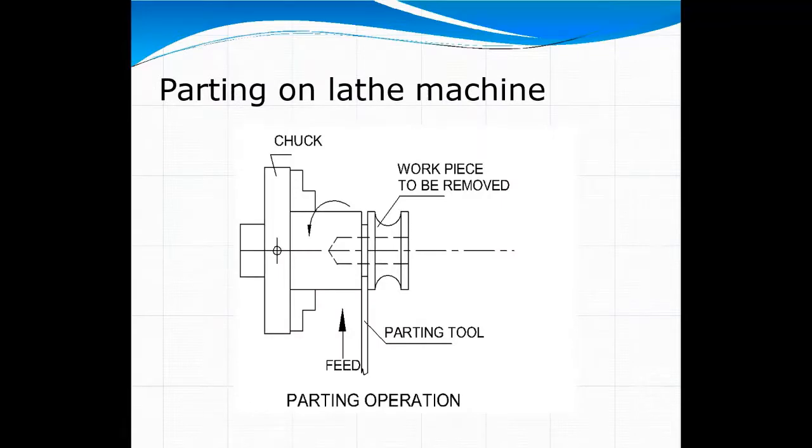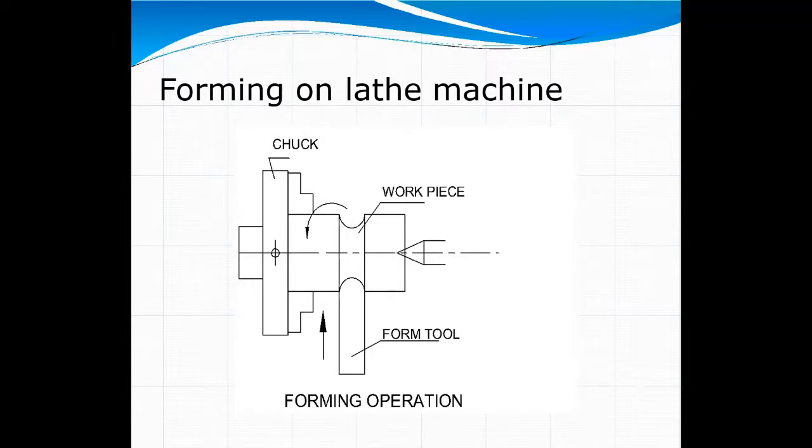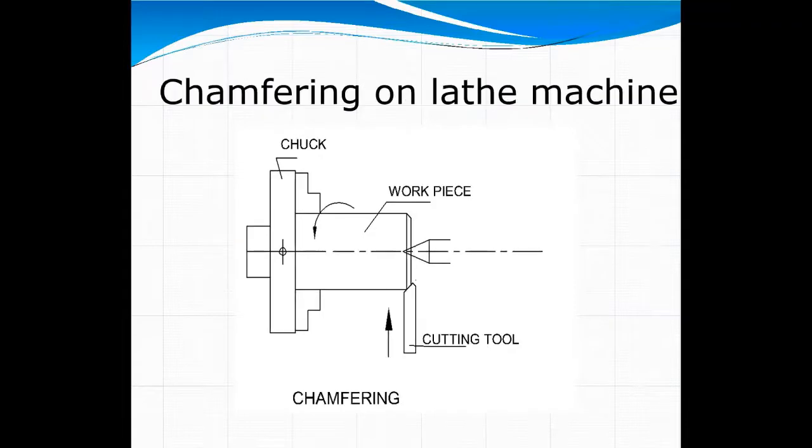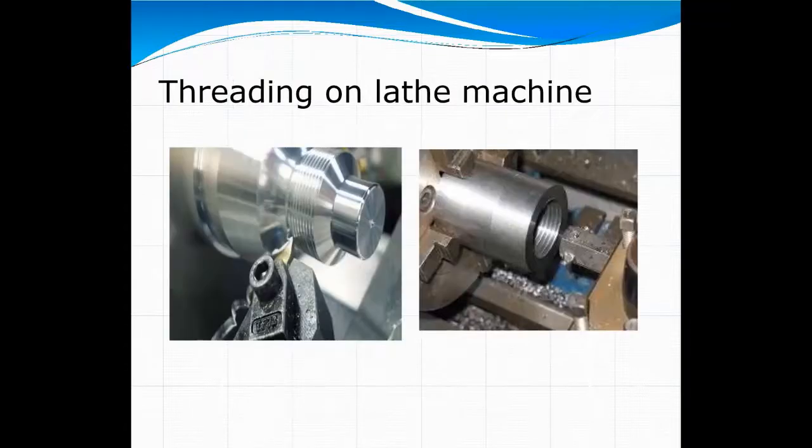So grooving and parting. So grooving is the step in between the two dias. Parting on the lathe machine. So for that we can make use of the parting tool. Grooving also we can make use of a single tool or grooved tools. Forming operation. So as per our requirement of the shape of the grooving, we can make use of the tool. Chamfering on lathe machine. So chamfering tool is also used to produce the job. Threading also can be done in the lathe with the help of the threading tool.